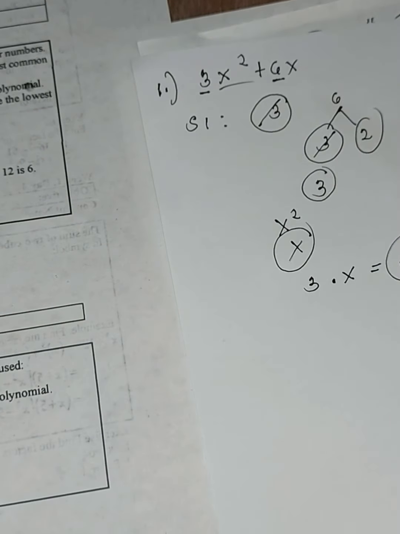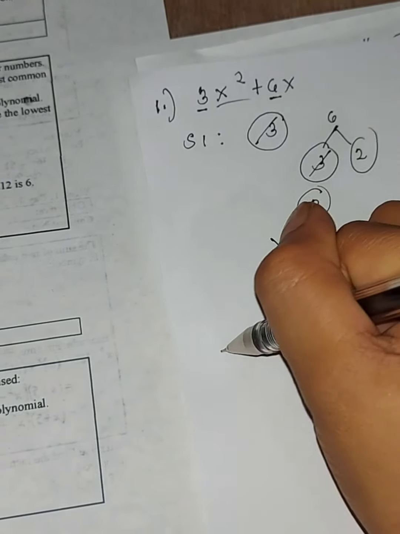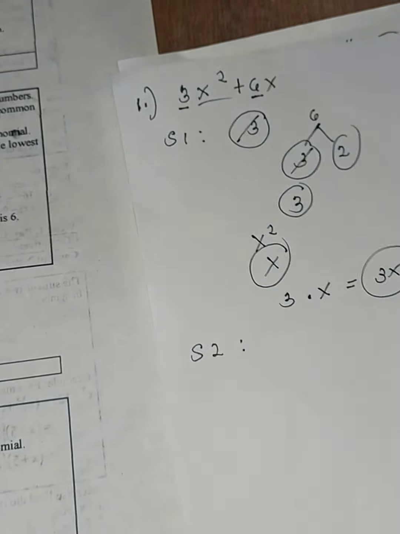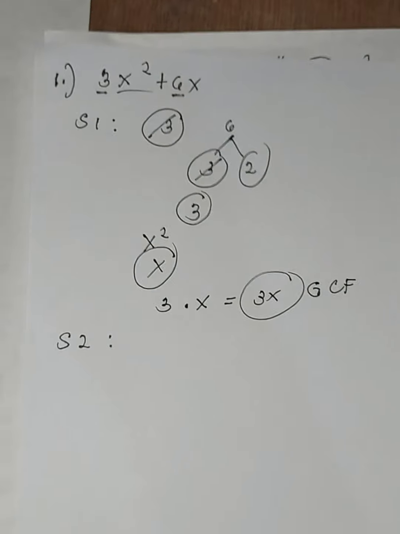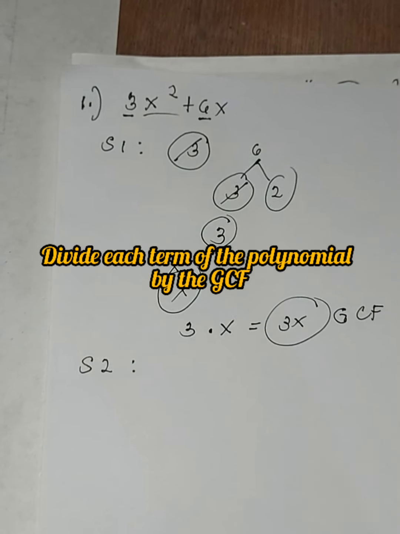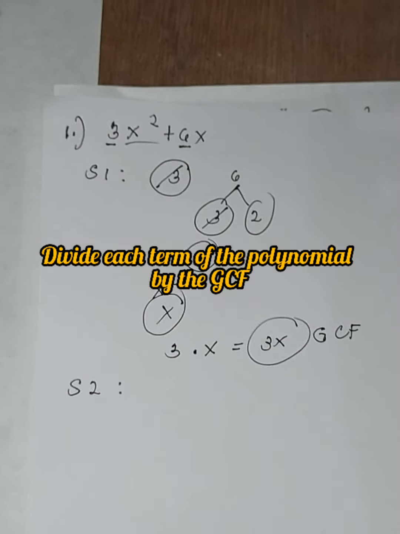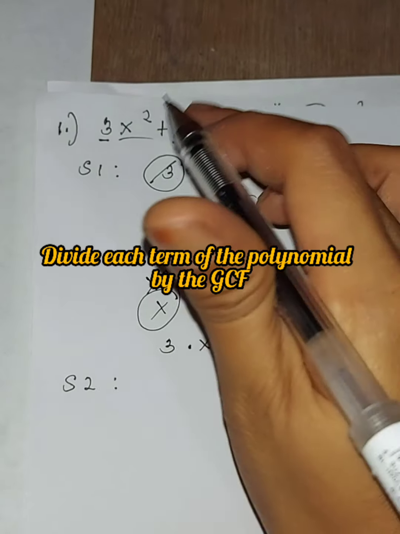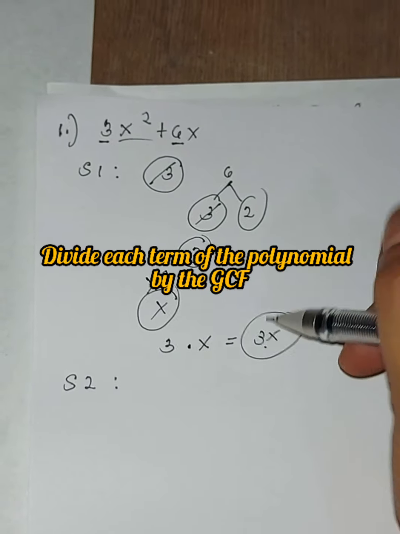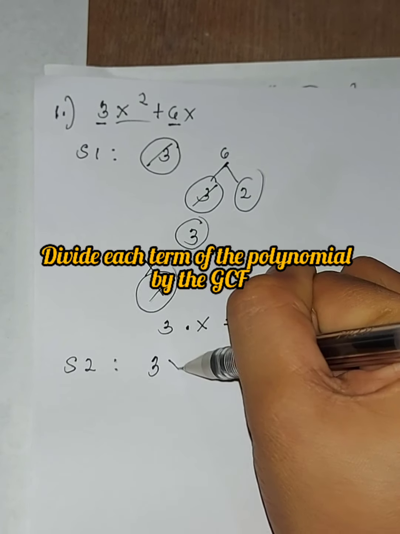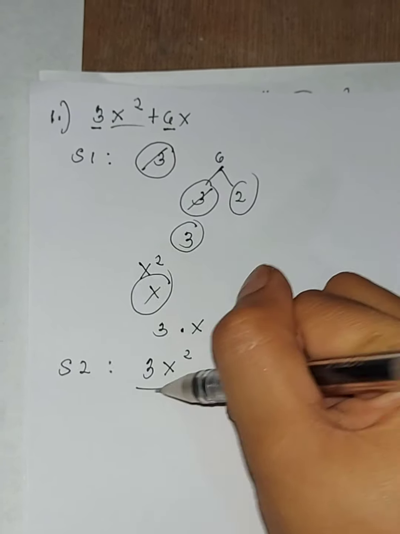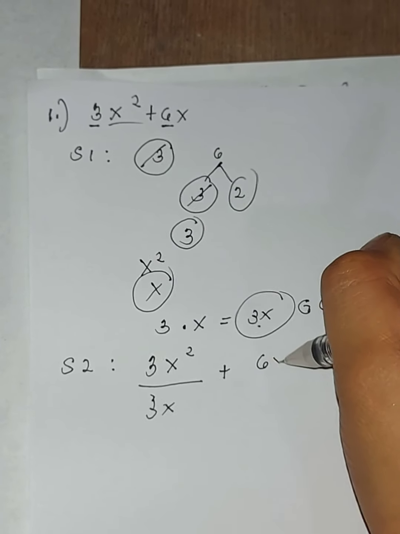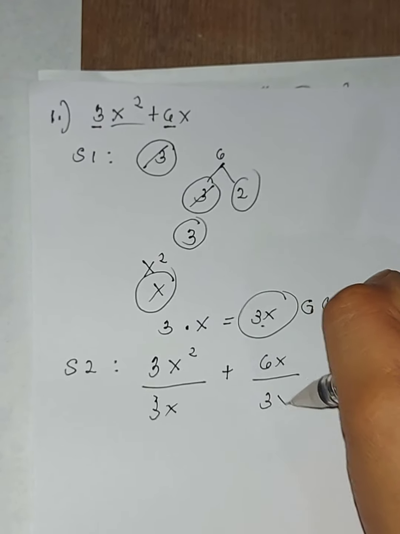Now, let's proceed to step 2 in factoring. Step 2 in factoring polynomials is divide each term by the GCF. Since we have 2 terms, we will divide each term by this. So the first term, 3x squared divided by 3x. Then the second term, plus 6x divided by 3x.